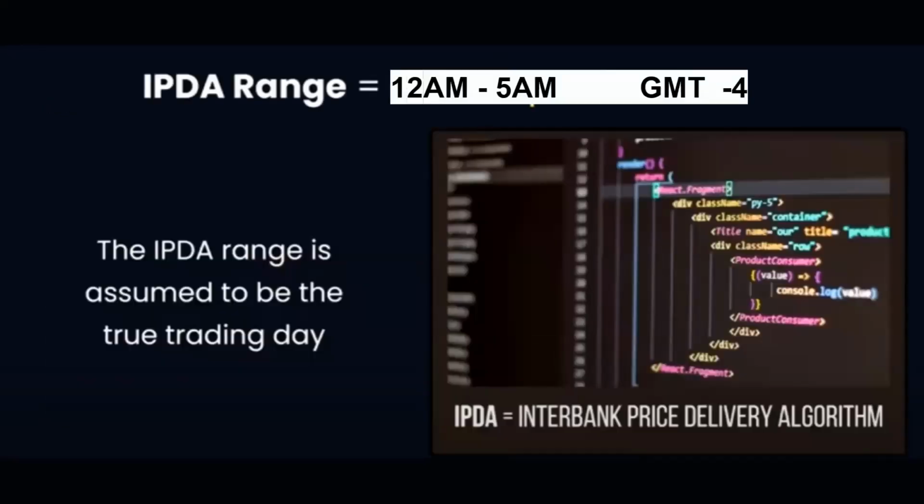Now, what is IPDA or the interbank price delivery algorithm? The IPDA range is assumed to be the true trading day range. Everything we're going to talk about today is going to be in GMT -4, which is New York time, Eastern Standard Time. So your IPDA range is going to be 12 a.m. or 12 midnight to 5 a.m.